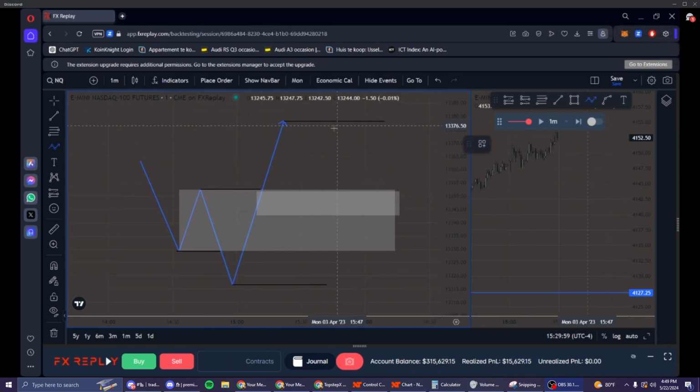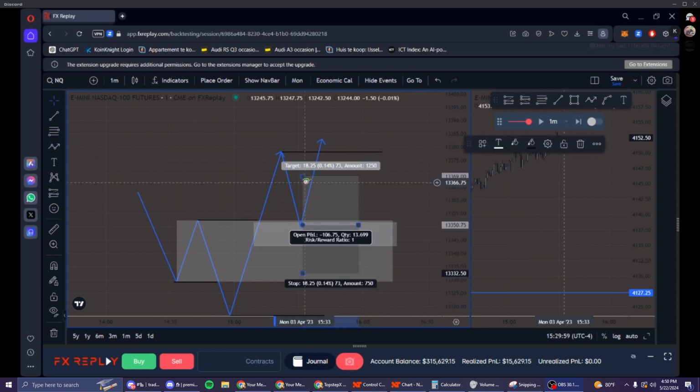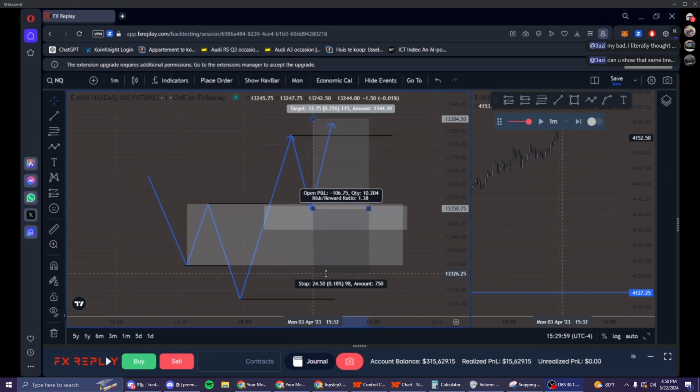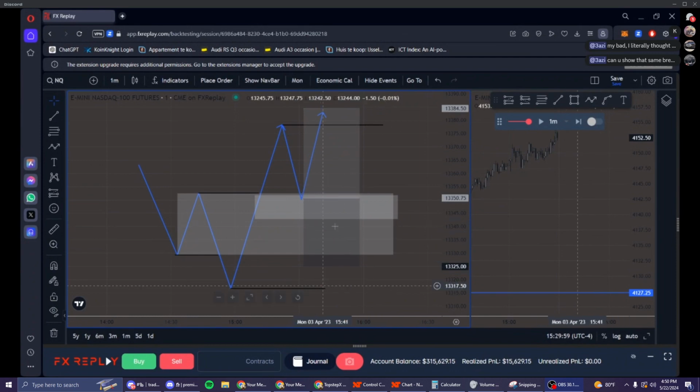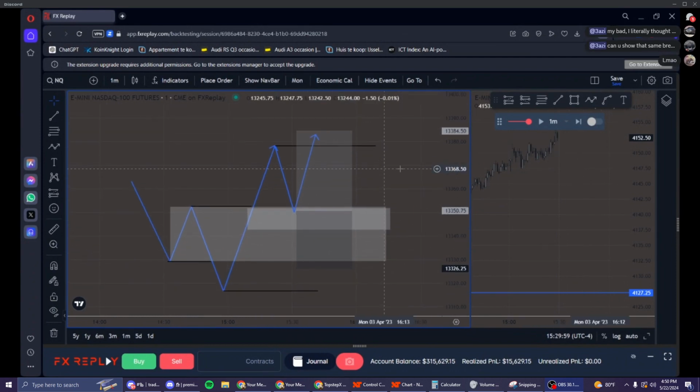Most of the time, if you're using unicorns, you don't enter off of the unicorn when it breaks through, but you wait for a retest and then you enter. So this would be your entry. And your stop loss would normally be right below the breaker, because if it goes through the breaker, it has no reason to respect it.